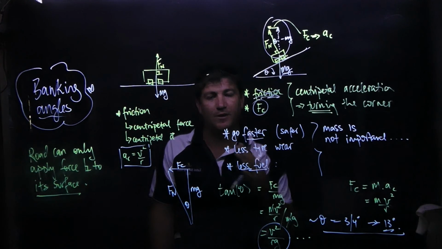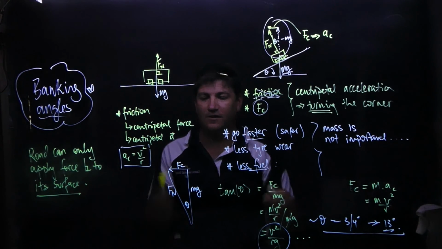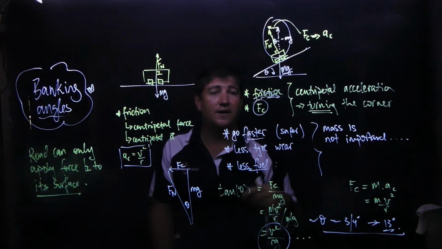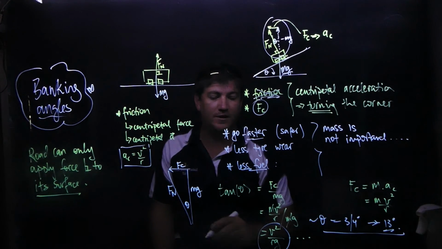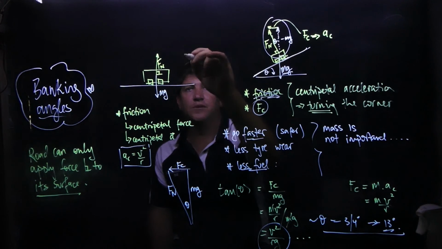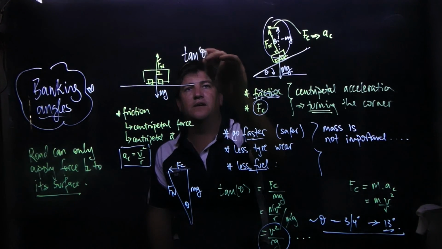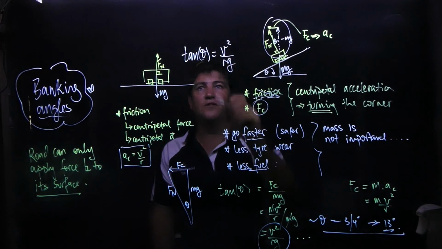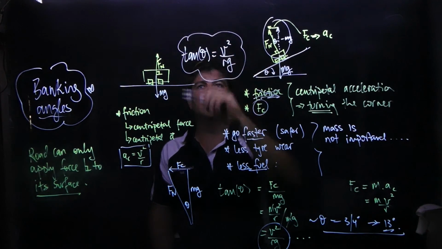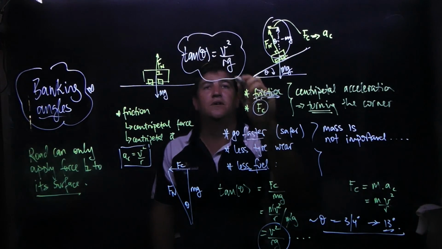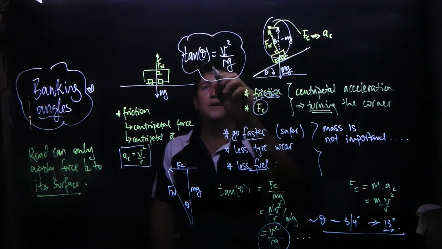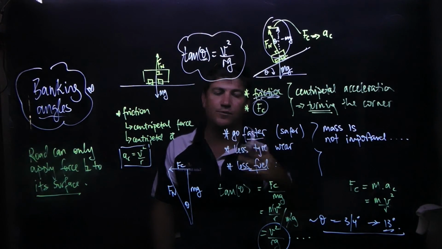Next time you drive around the hummocks, you'll probably understand that you don't need to yank as hard to the left or the right as you're going around the corners, and it's all because of this relationship. Tan theta equals v squared on rg. All the questions you get are going to relate to this for this section of the course. So you might be asked to find the speed, you might be asked to find the radius, you might be asked to find the banking angle.